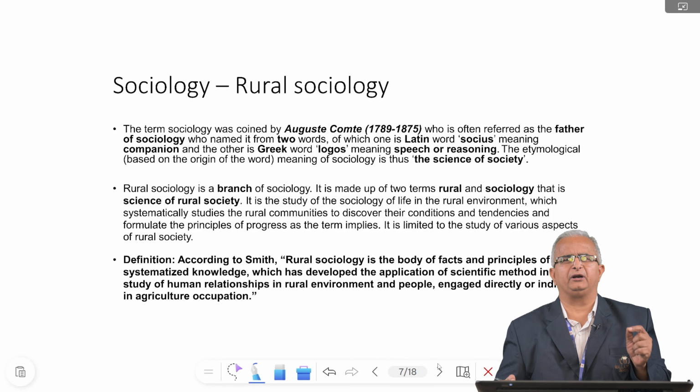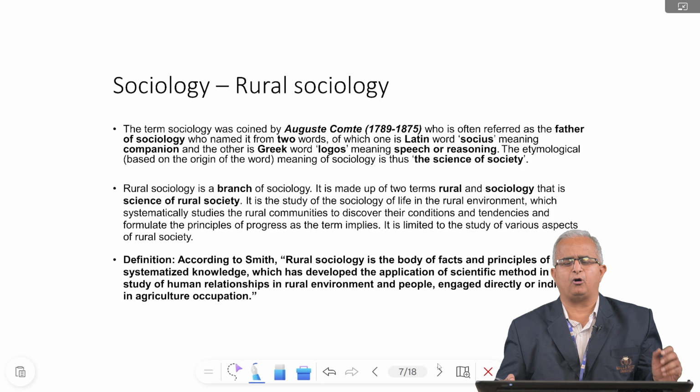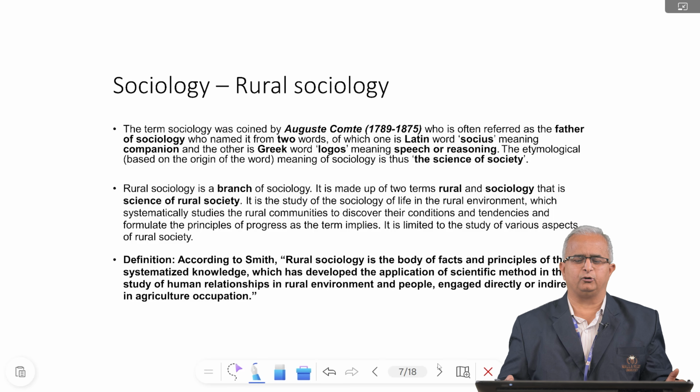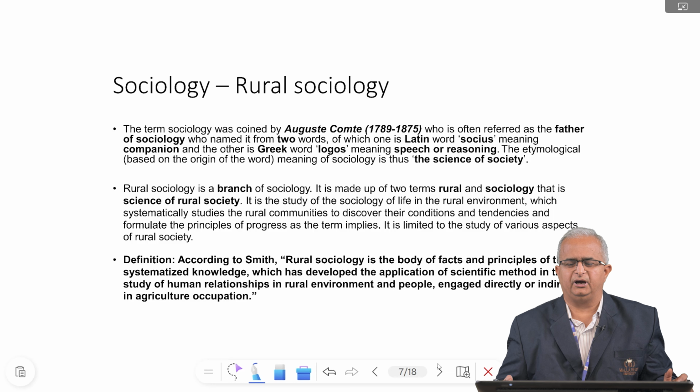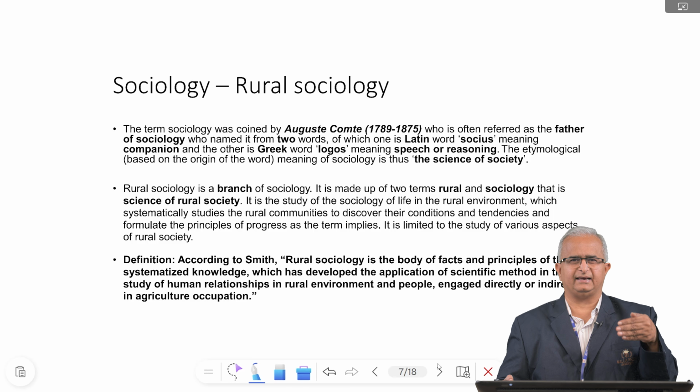And there is one more subject called sociology, rural sociology. The term sociology was coined by Auguste Comte, the father of sociology. It is coupled with two terms, socius and logos. Socius means companion and logos means speech or reasoning. It is the science of society.